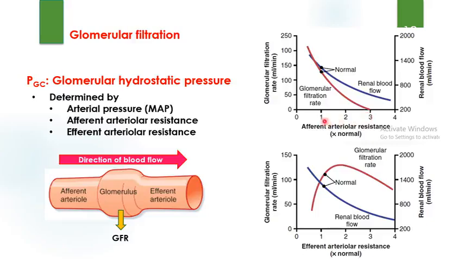As you see, as the resistance of the afferent arteriole reaches threefold of the normal level, GFR reaches the 0 level. And also, as the resistance of the afferent arteriole is decreased, both renal blood flow and GFR are increased. Let's consider the lower figure. It is more important, considering the relationship between the resistance of the efferent arteriole and GFR, and also RBF or renal blood flow.